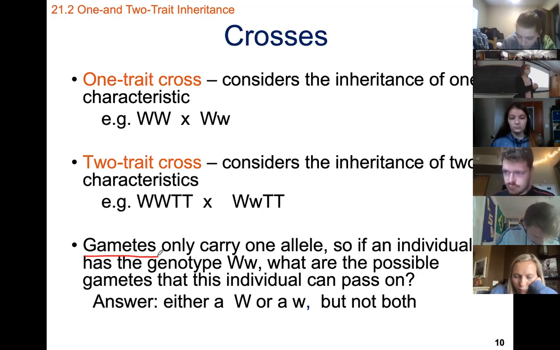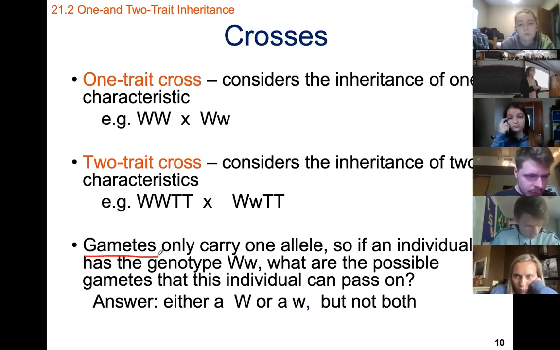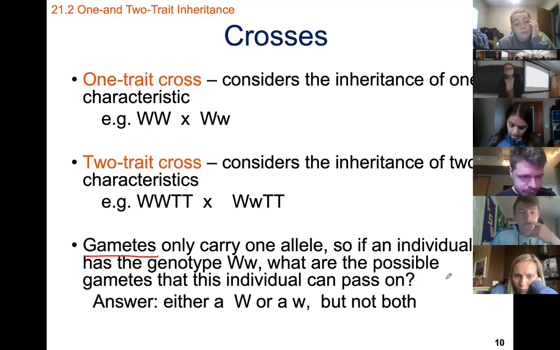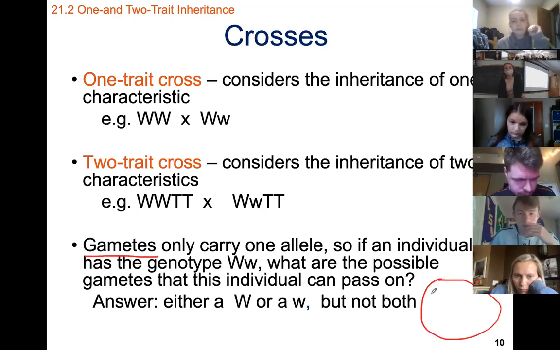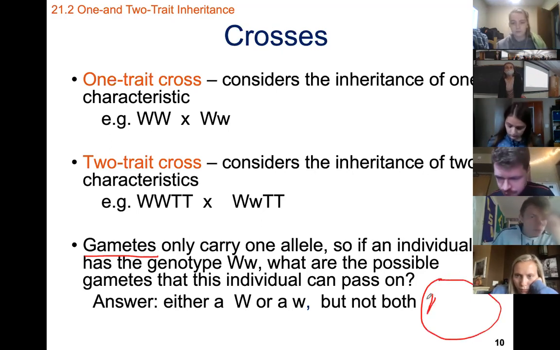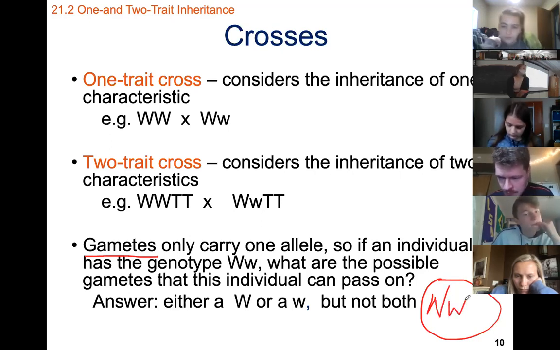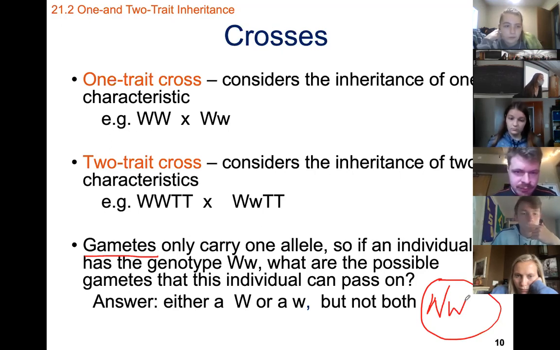It says, if an individual has the genotype big W, little w, what are the possible gametes that the individual can pass on? So let's think of it this way. Let's think of it as an egg cell. Just for the example, you can also say it's a sperm cell. And I didn't make this PowerPoint, this is from the book, but I would not have used big W, little w, because both W's look the same.